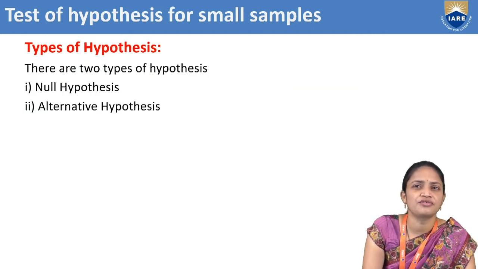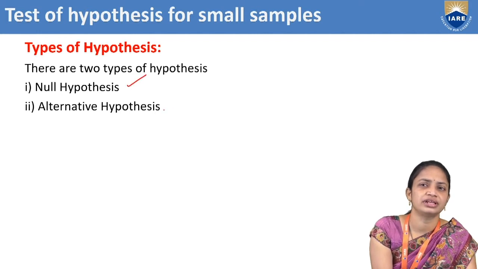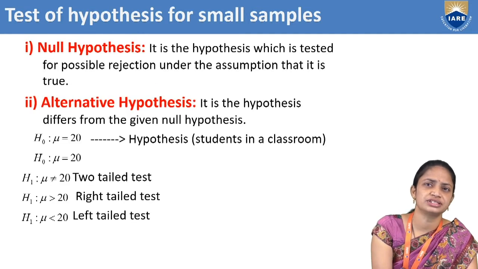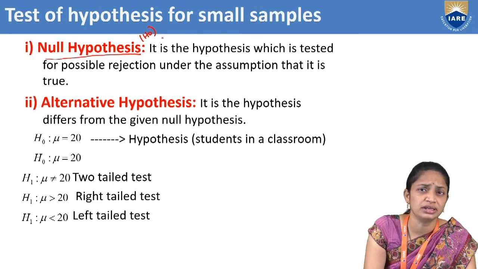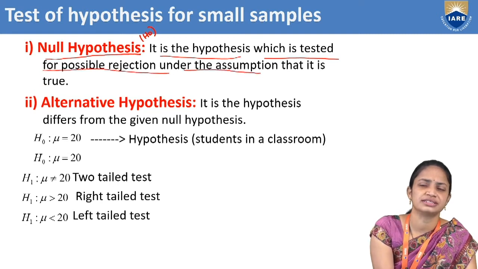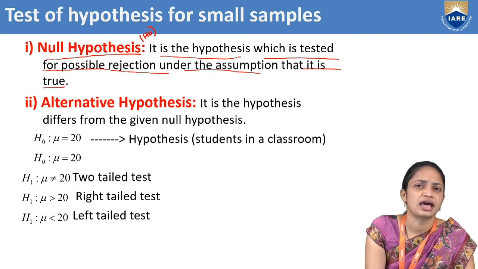Next one, types of hypothesis. There are two types of hypothesis. The first one is null hypothesis and the second one is alternative hypothesis. Null hypothesis is denoted with H0 and alternative hypothesis is denoted with H1. Now we will discuss what is null hypothesis and what is alternative hypothesis. First, null hypothesis, denoted with H0. What is the definition of null hypothesis? It is the hypothesis which is tested for possible rejection under the assumption that it is true. This is called null hypothesis.